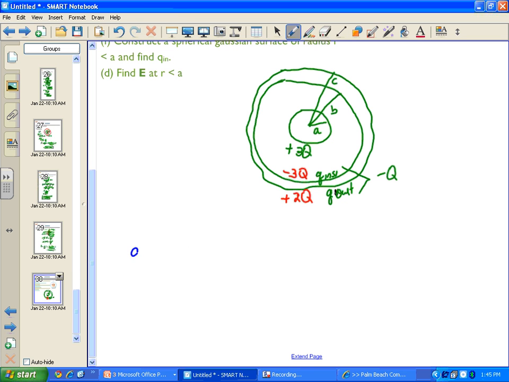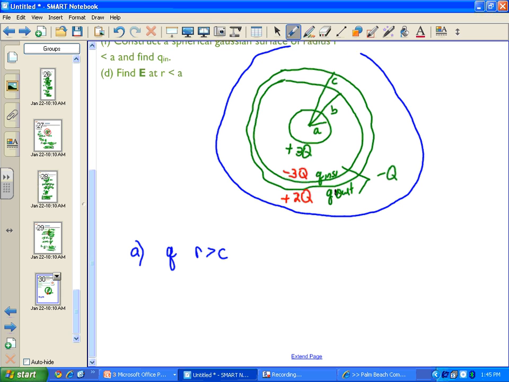The first question, part A, says, find the charge, what is the Q inside a Gaussian surface that has a radius which is greater than C? Well, let's see. If we put a Gaussian surface with a radius greater than C and ask ourselves what is the charge inside, all we have to do is count: plus 3Q minus 3Q plus 2Q. Well, that is equal to plus 2Q.